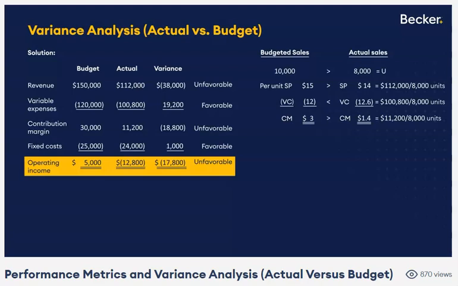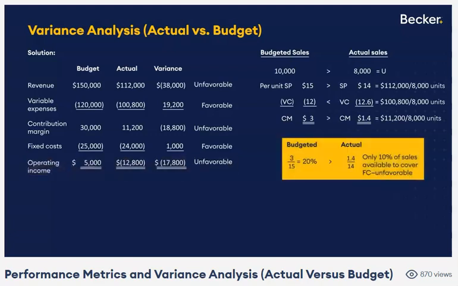So not only was the sales volume lower, so was the selling price per unit. They were both lower than expected. In addition, to compound that, the variable cost per unit was higher. So despite a favorable fixed cost variance, our operating income was well below the expectation. We had a loss. It was awful.